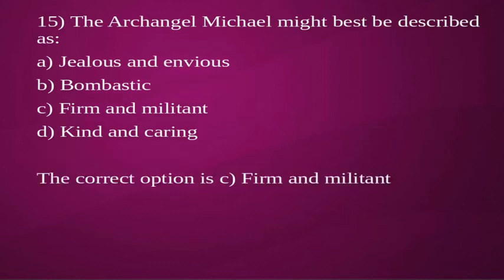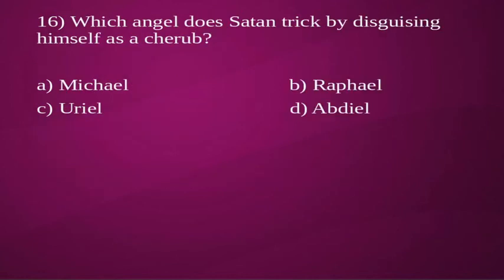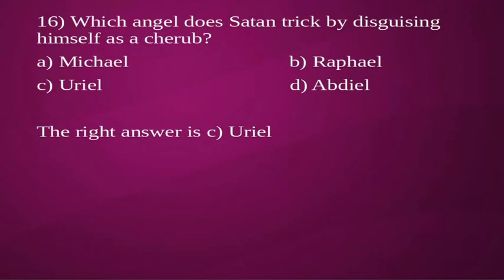The correct option is C, firm and militant. Question number 16 is, which angel does Satan trick by disguising himself as a cherub? Option A, Michael. Option B, Raphael. Option C, Uriel. And option D, Abdiel. The right answer is C, Uriel.